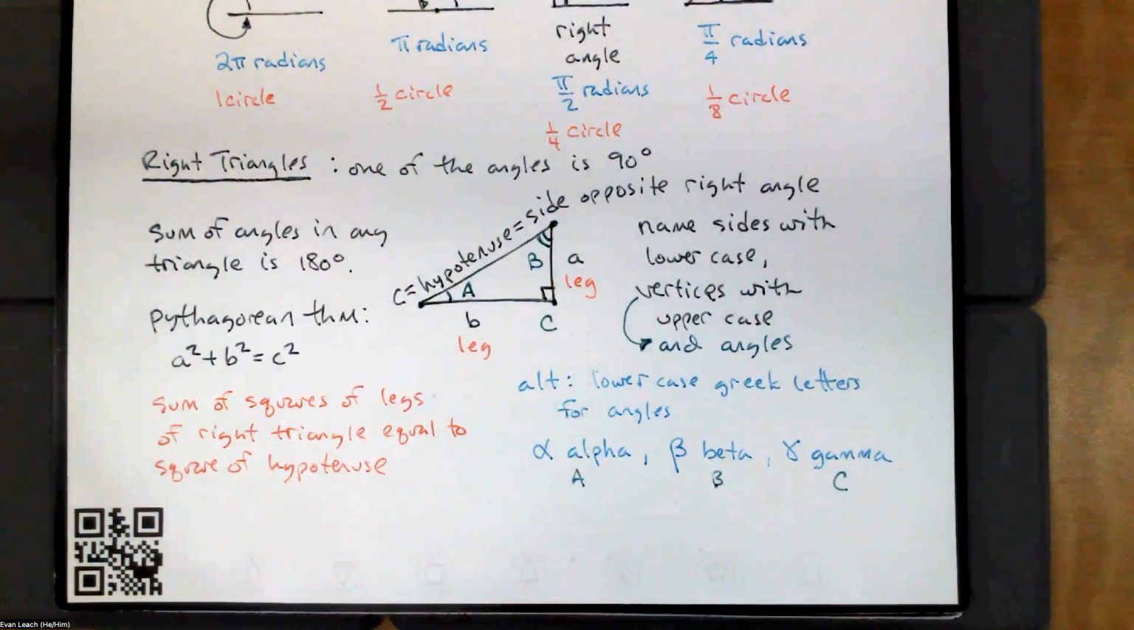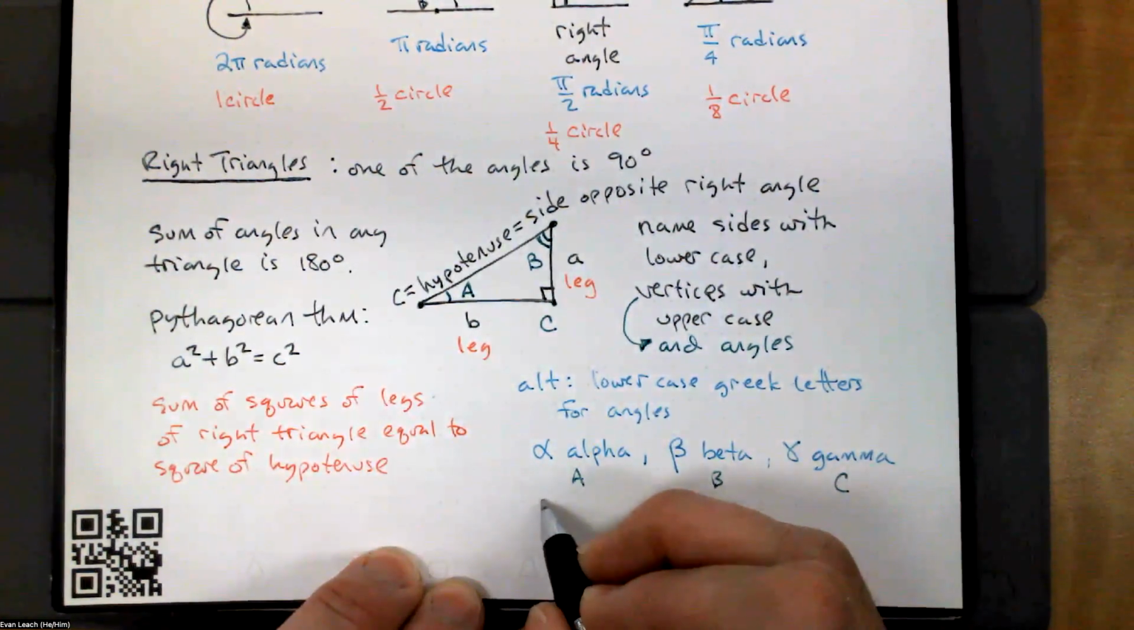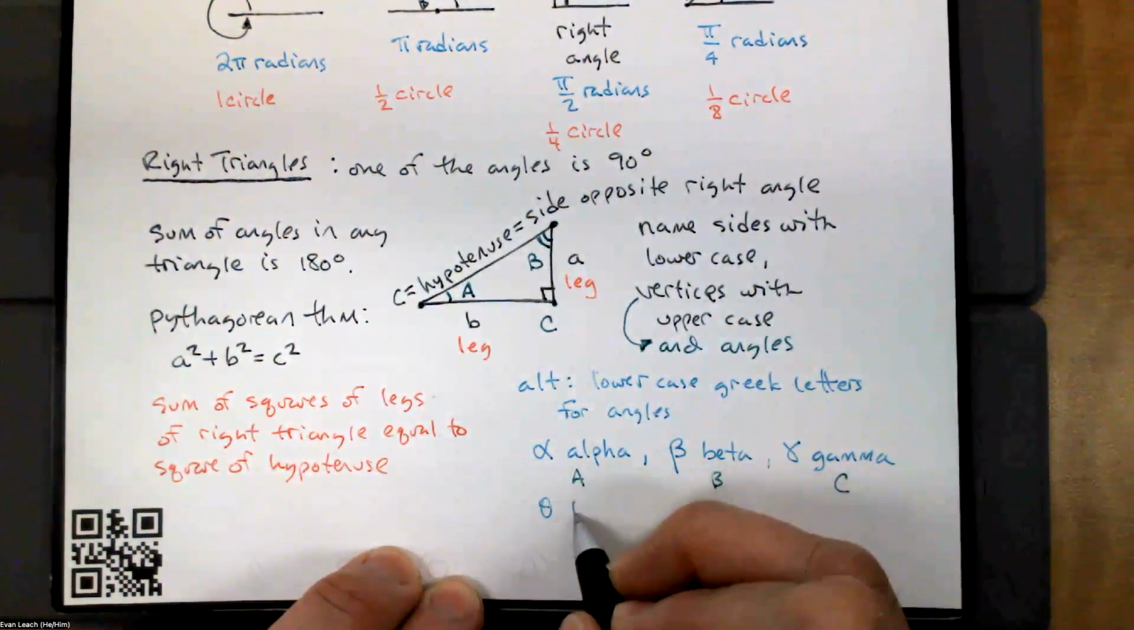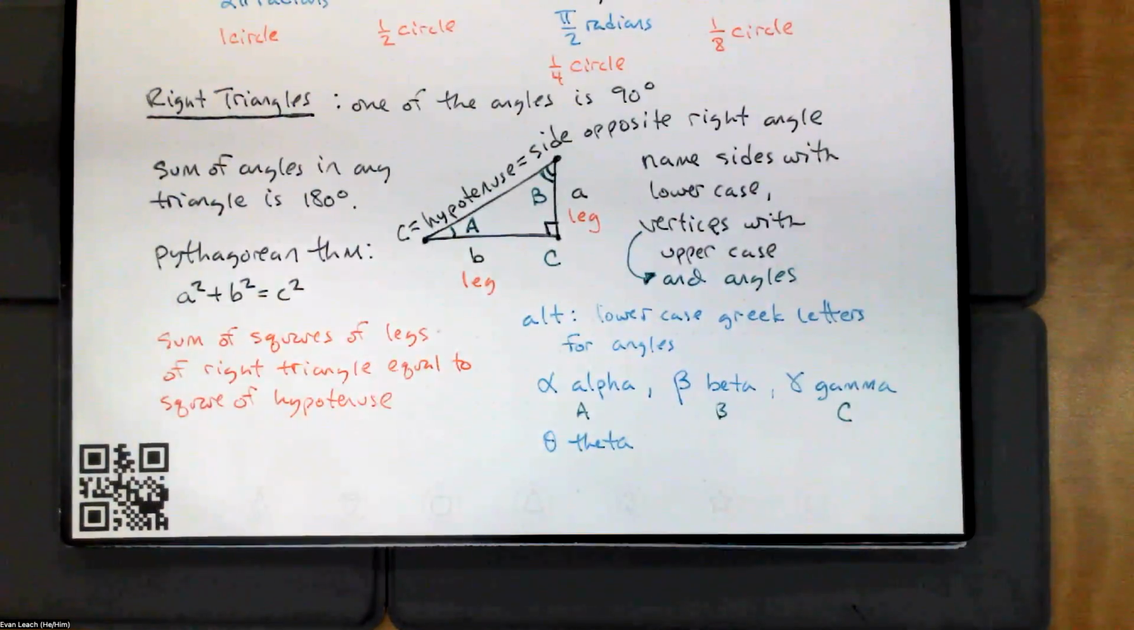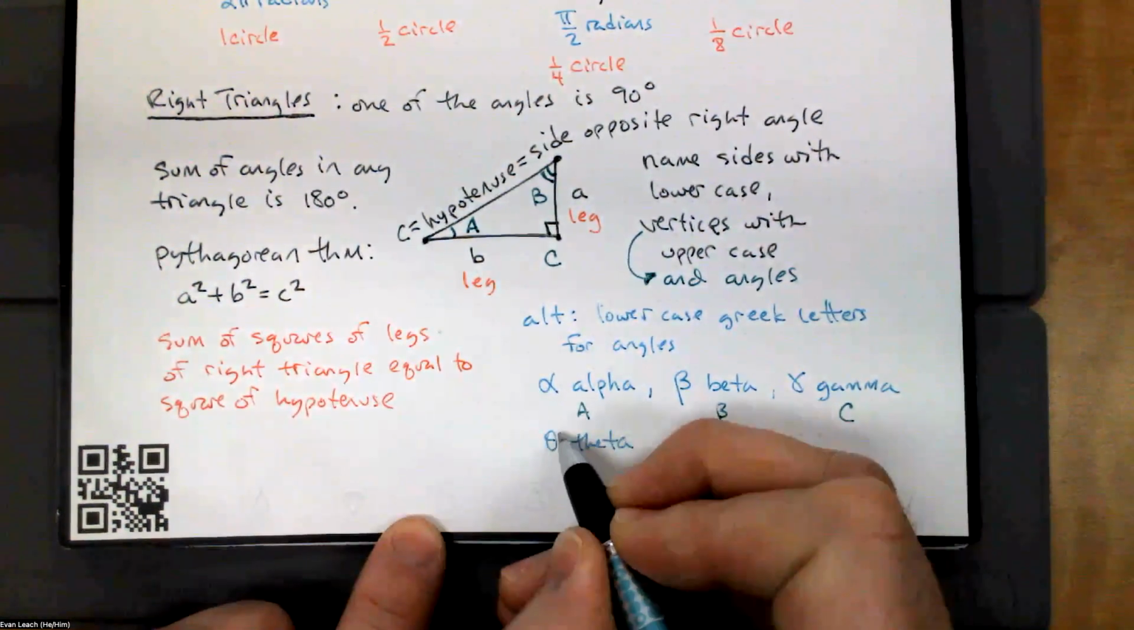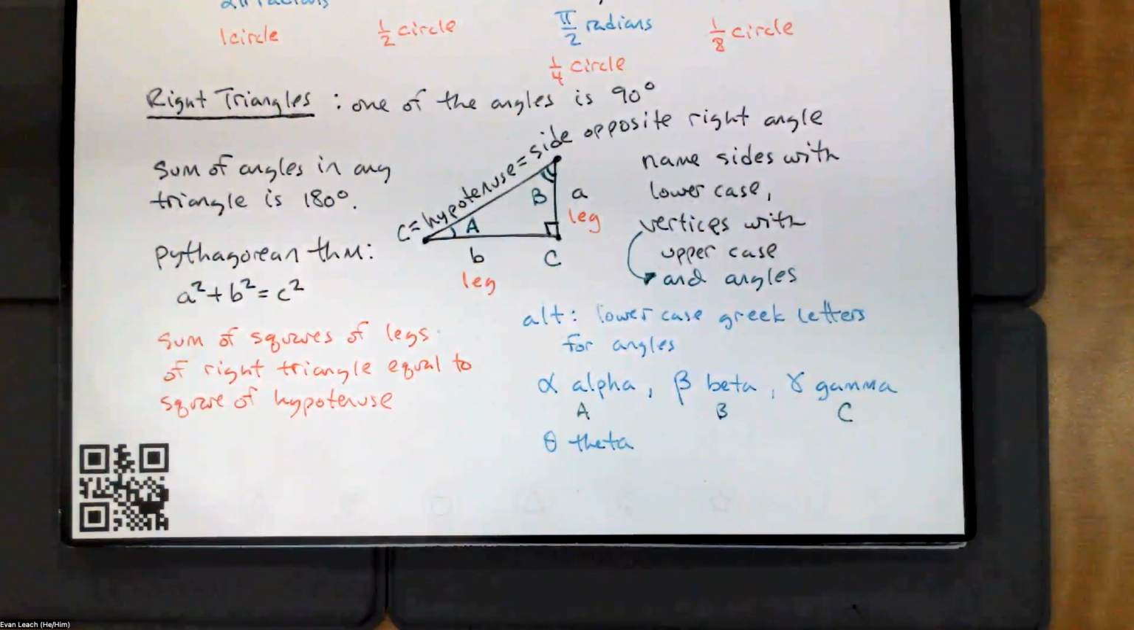So if we just need one, we typically use different ones. Sometimes we use theta. So you just make an O, but keep going and cut it in half, like straight across the middle. That's a lowercase theta.